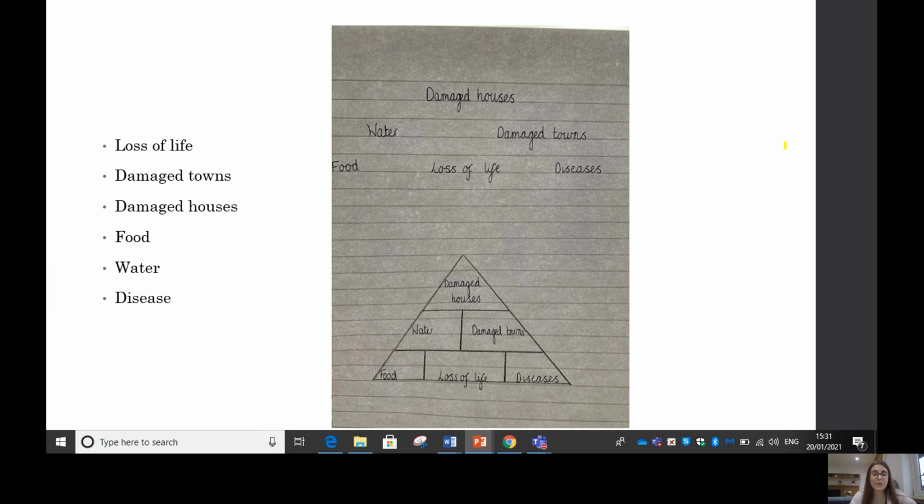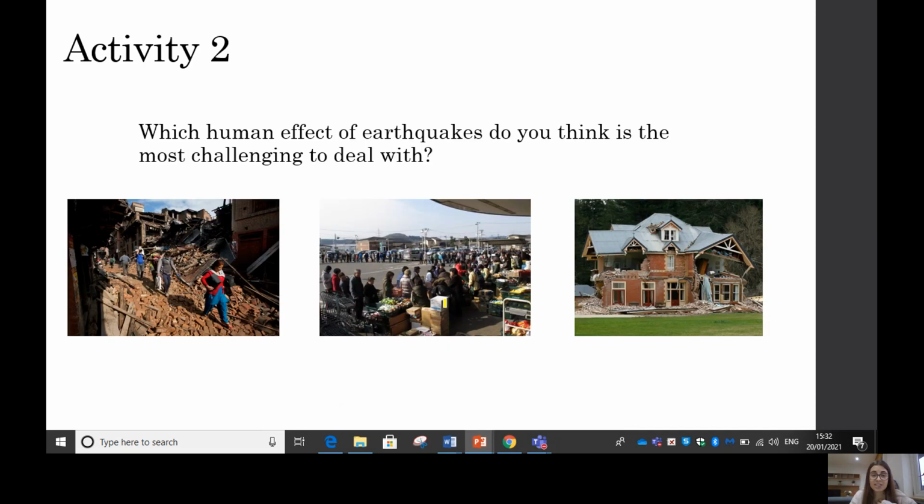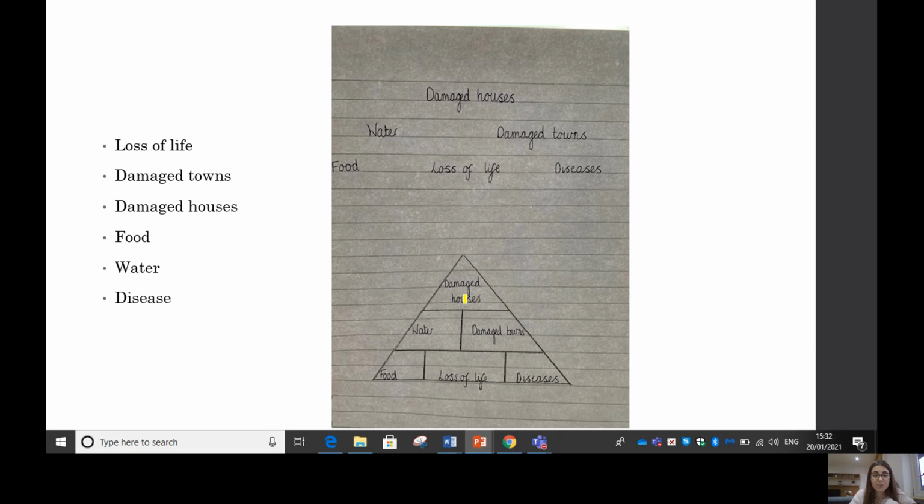So I would like you for your second activity to make a pyramid 6. Now what I mean by this is that you're going to make a kind of pyramid structure. So you're going to have one of these human effects on the top of your pyramid. You're going to have 2 in the middle layer and 3 on the base layer. Now the effect which you think is the most challenging to deal with is going to come on your top layer. So this is my example.